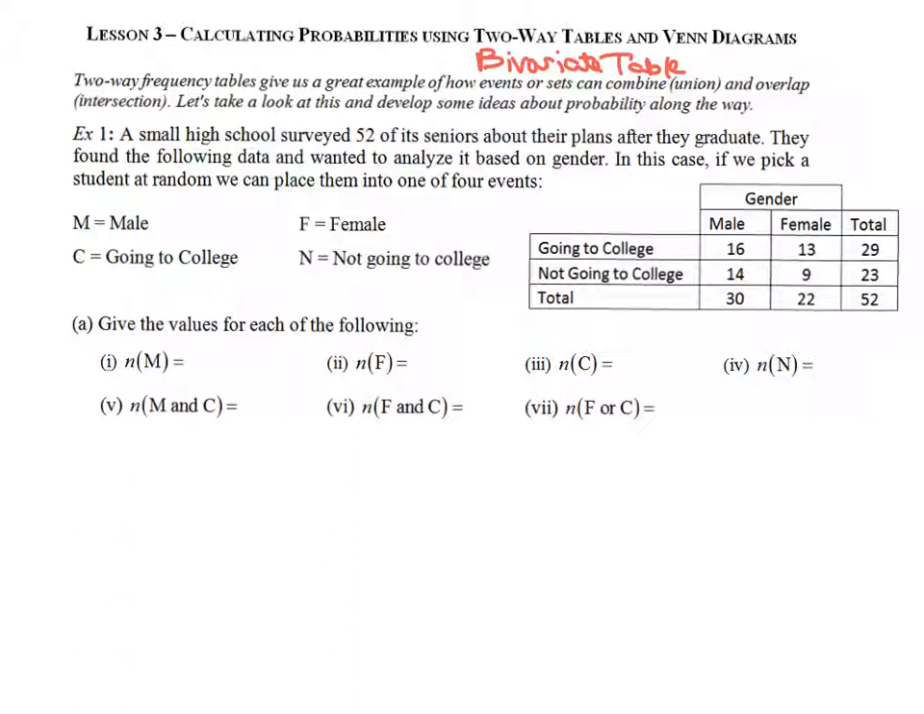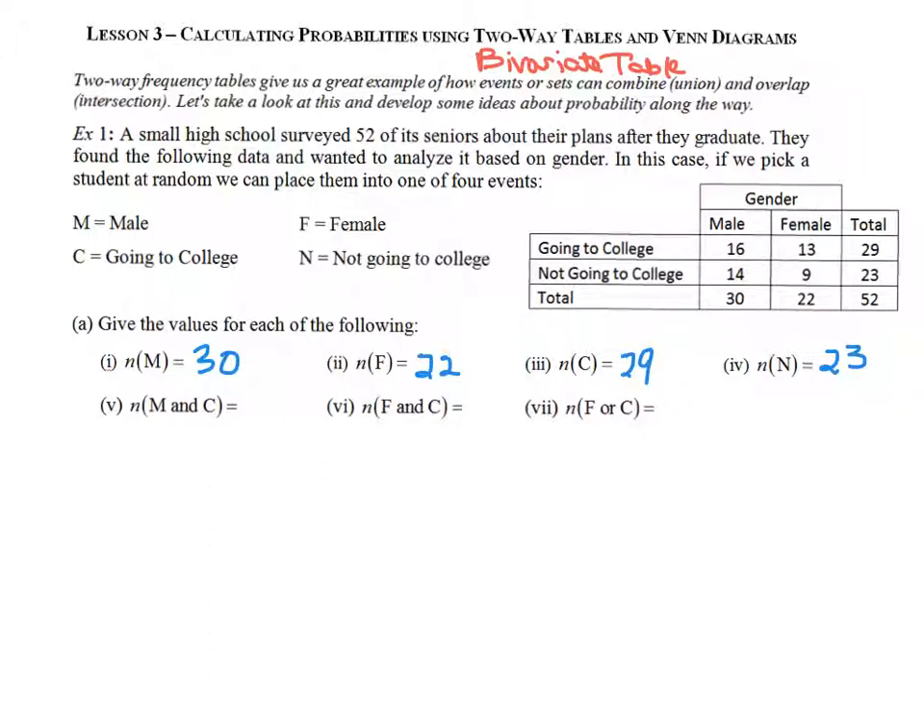So, give the values for each of the following. N stands for the number. So, the number of males specified in our chart is going to be the total number of males. So, looking in my male column, I see that there are 30 males. Number of females, look in the female column, and there are a total of 22 females. Number of people planning on going to college, so that means that I'm looking at this row right here. And again, the total for that row is going to be 29. And the number of students not going to college would be the total of this row, and I see that that's going to be 23.